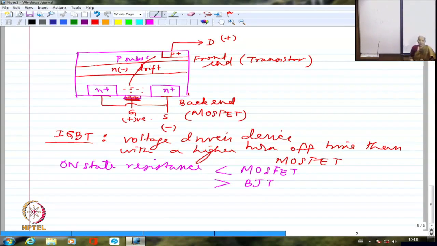But because of the fact that I have so many layers here, we would be able to make it for larger rating. And not only that, because it's a voltage driven device and it is advantageous in every way compared to either MOSFET or BJT, a lot of research is going on in this particular device and the ratings have increased tremendously in the last few years. So, the ratings that are available as of now are close to 5 kilovolts. And corresponding to 5 kilovolts, we have easily 1.5 kiloampere.